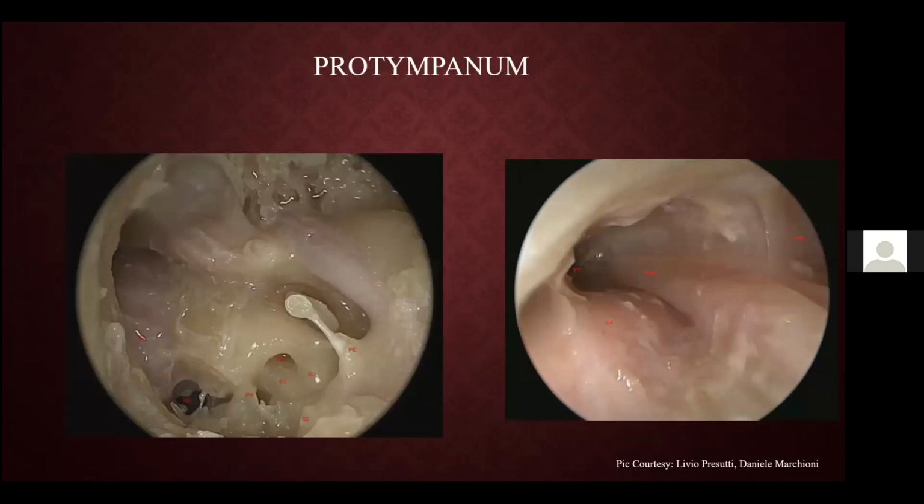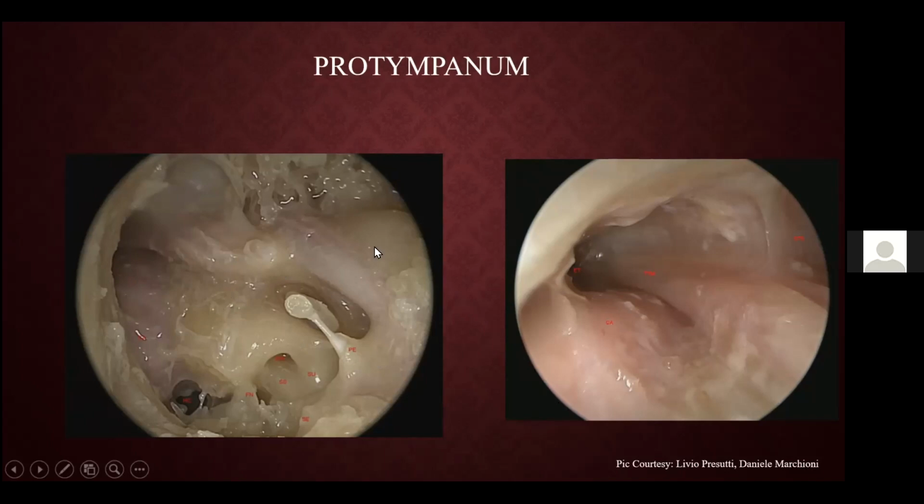Now the third compartment, the protympanum. The part of the middle ear compartment which is present anterior in reference to the mesotympanum. So this is the mesotympanum, this is the protympanum. Let's study the relations of the protympanum.